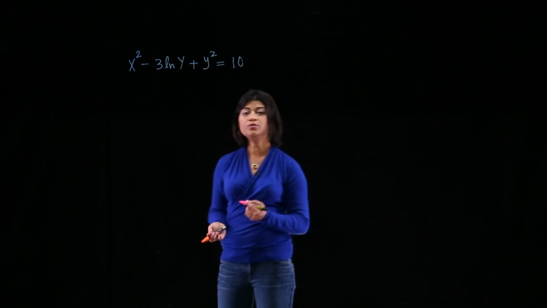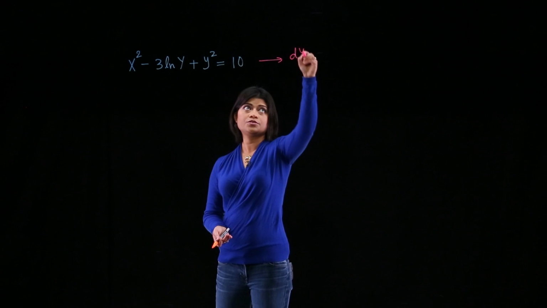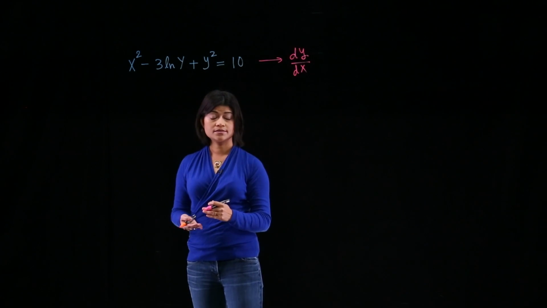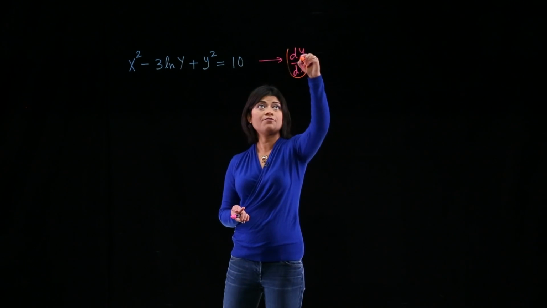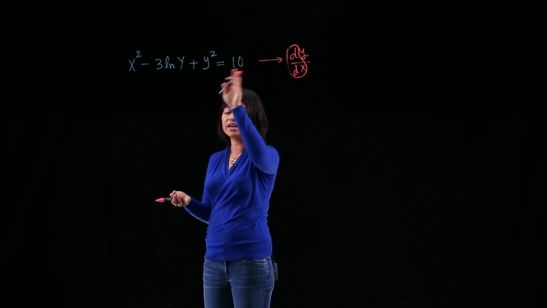We have to find dy/dx using implicit differentiation. So we have to compute dy/dx. Now notice that we're going to do implicit differentiation. So the first thing you should notice is that we have to evaluate d/dx on both sides of the equation.